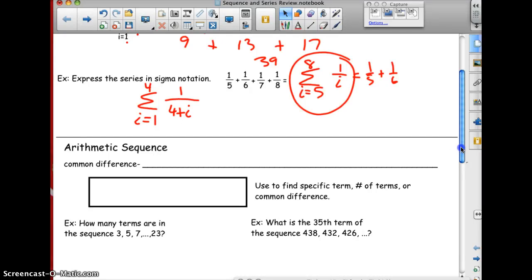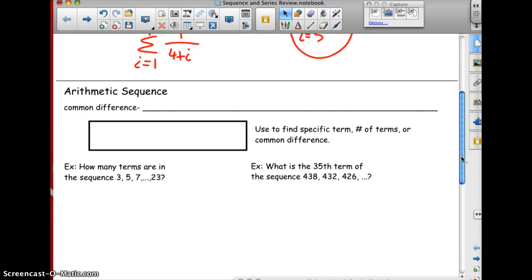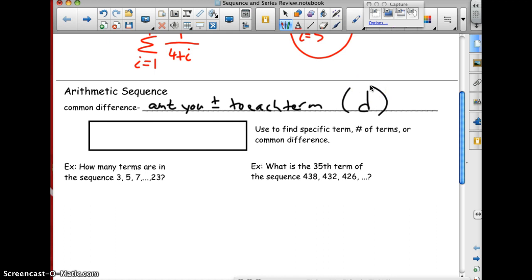All right, arithmetic sequence. A common difference. The common difference is the amount you change, you either add or subtract. I'm going to put plus or minus for add or subtract to each term. And that is d in all of the formulas. Speaking of formulas, the first formula I have is a sub n equals a sub 1 plus d times n minus 1. That's not an r in there.